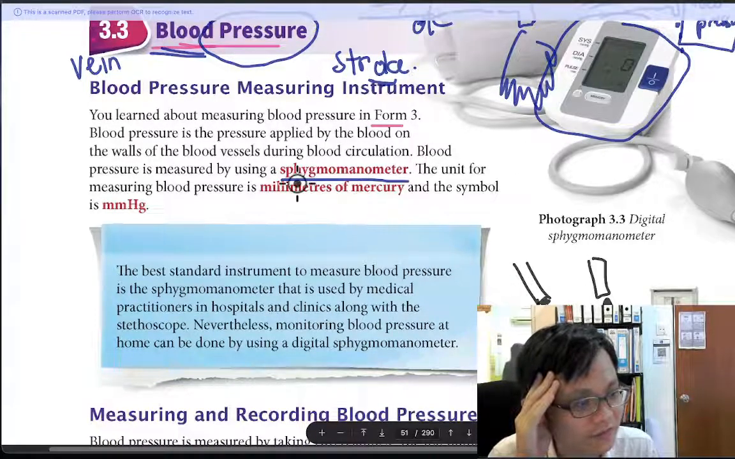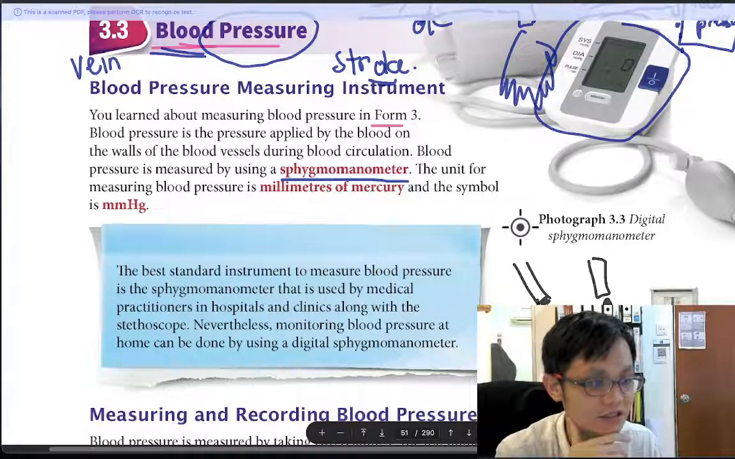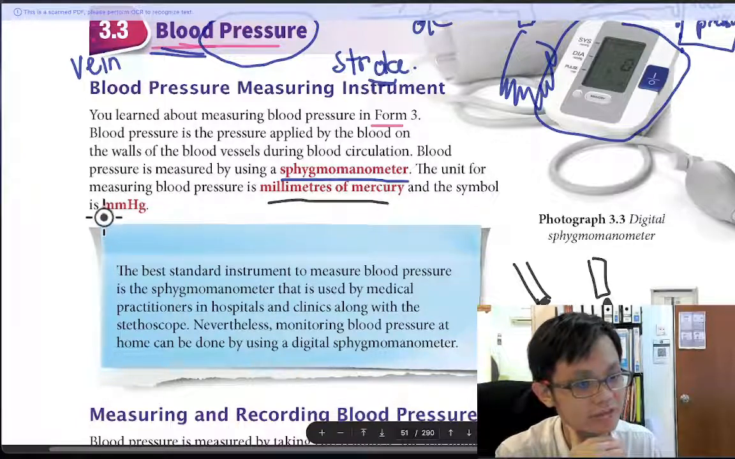Okay, so this is the manometer to measure the blood pressure. Blood pressure is measured in millimetres of mercury, with the symbol mmHg.